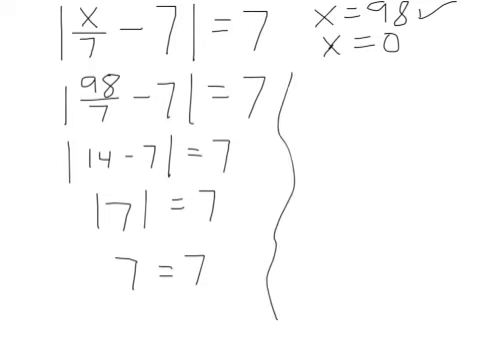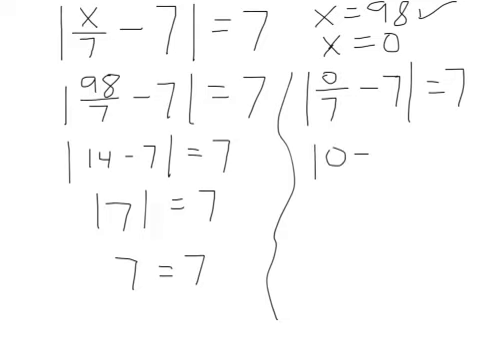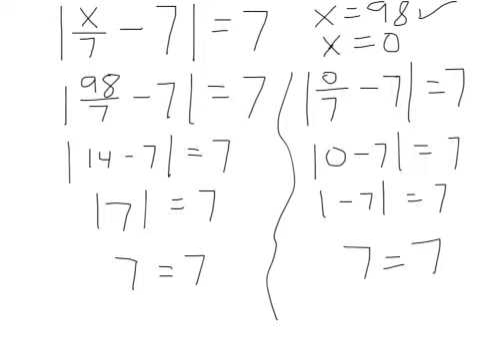Now let's try the same thing with the 0. In place of x, we're going to put 0, keeping our absolute value bars. 0 divided by 7 is 0, and 0 minus 7 is negative 7, and the absolute value of negative 7 is positive 7. So 0 also makes the equation true. So we found our solutions for number 4. Our solutions are x can be 0, x could be 98. So we'll put 98, 0 as our two solutions.